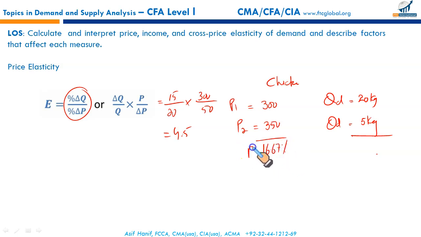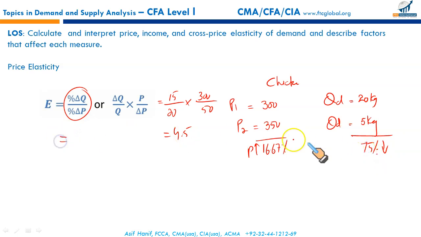So the price has gone up by 16.67%. Quantity demanded has fallen by 15 kg. So 15 by 20 is 75%. So you can see that there has been just a 16.67% increase in the price, whereas the quantity demanded has fallen by 75%. So indicating that the demand has fallen disproportionately by a greater extent.